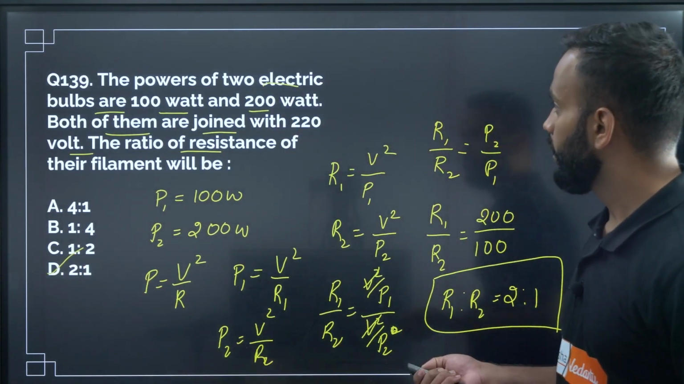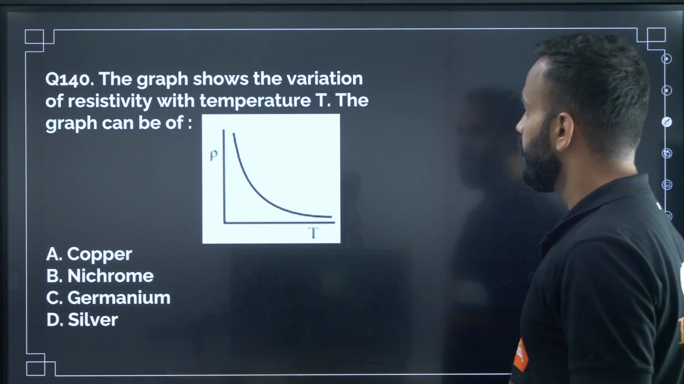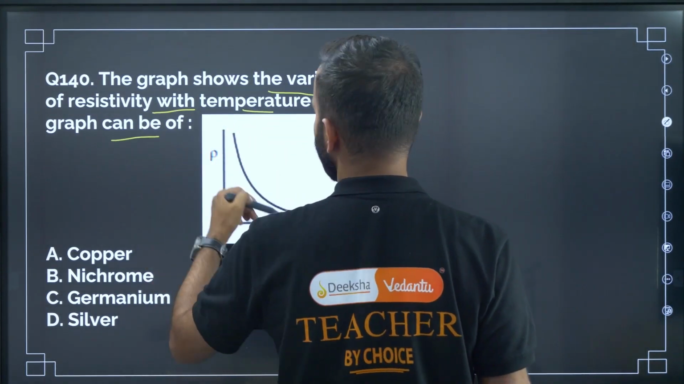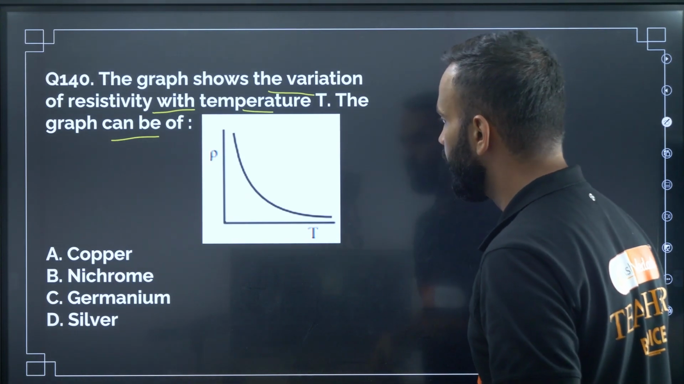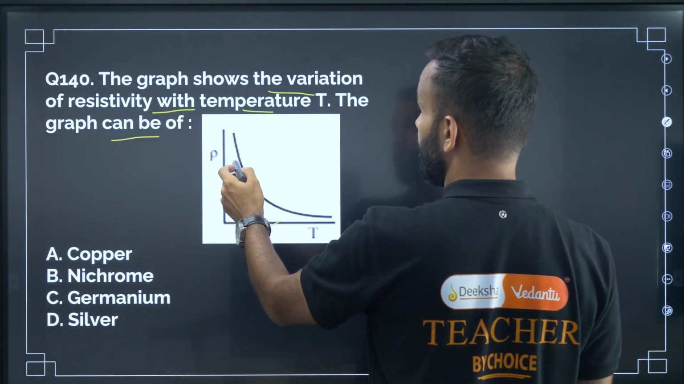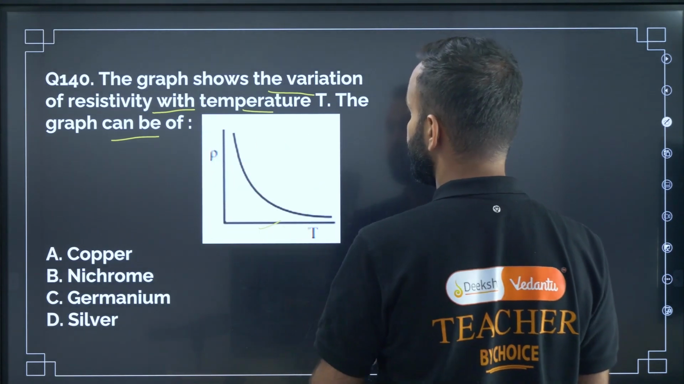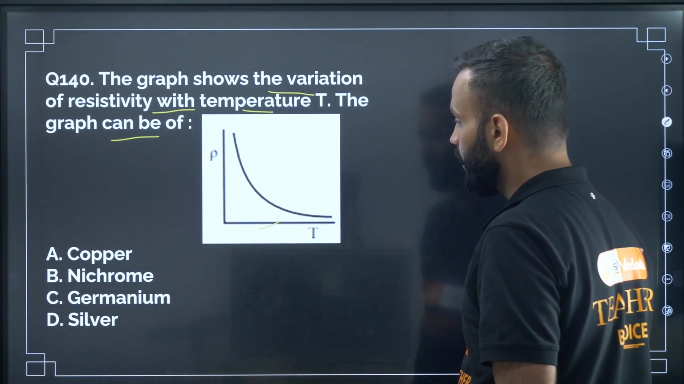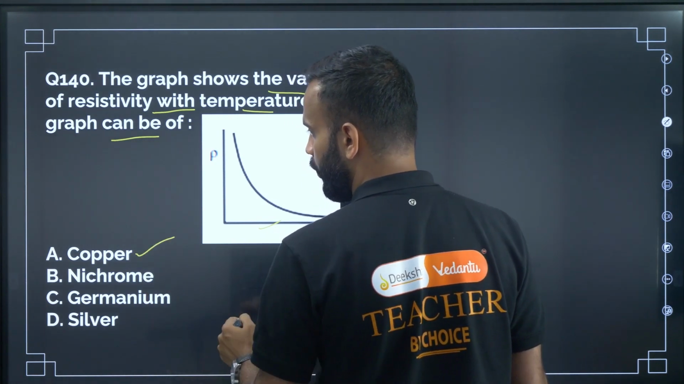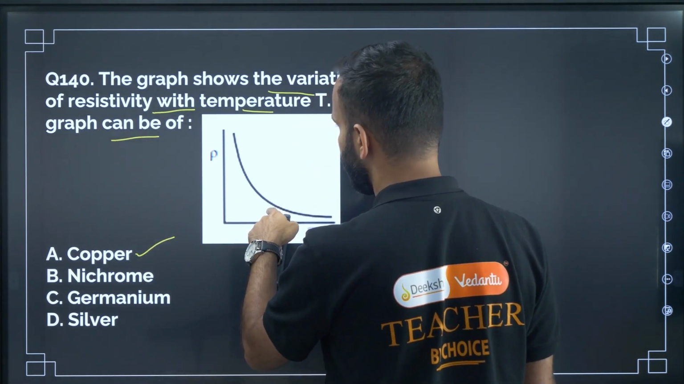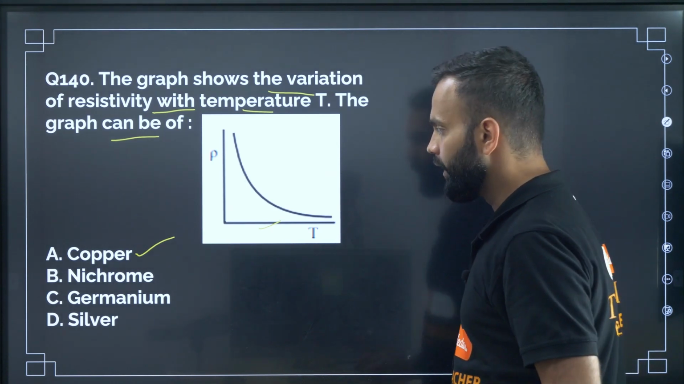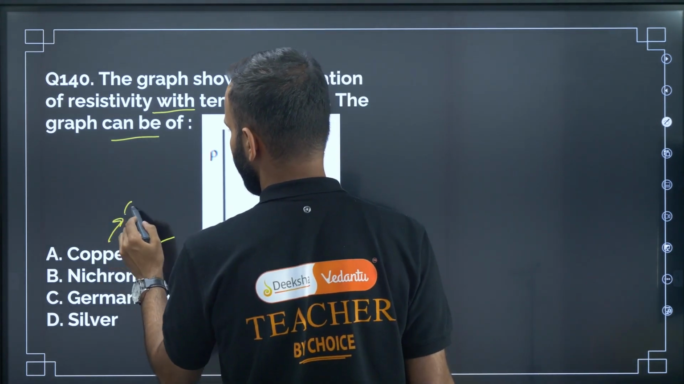Next question, 140. The graph shows the variation of resistivity with temperature T. The graph can be, okay. Here this is the variation of the resistivity with temperature. So here the first option says copper. So this graph represents copper. This one is wrong, right? Why? The copper is a conductor, a good conductor.